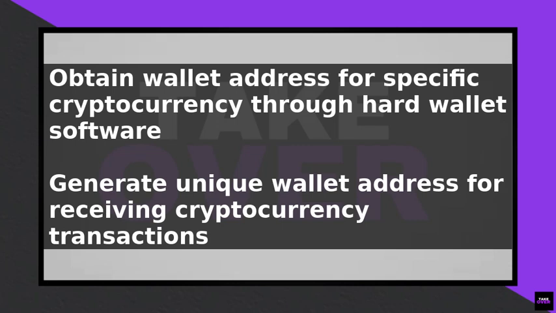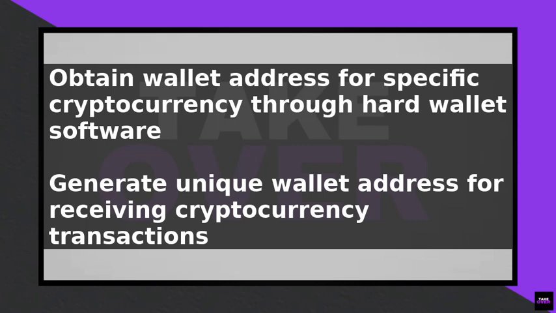Next, log into your Binance account and navigate to the Withdraw section. Select the cryptocurrency you want to transfer and enter the wallet address you generated in the previous step. Make sure to double-check the address to ensure it is correct, as cryptocurrency transactions are irreversible.